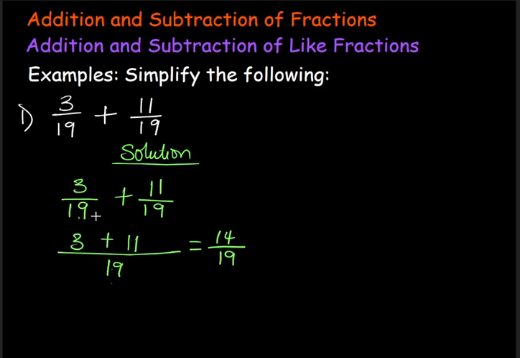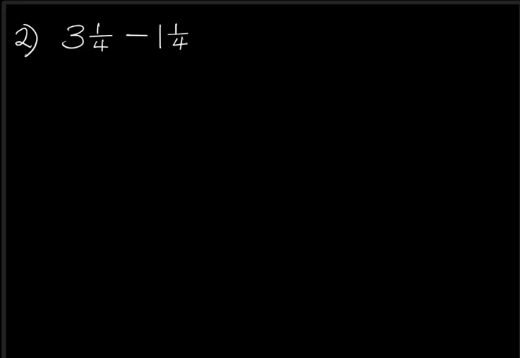Please look at it again. 19 into 19, that would be 1. 1 times 3, 3. 19 into 19, 1. 1 times 11, 11. And now we will add that. That will give us 14 over 19.